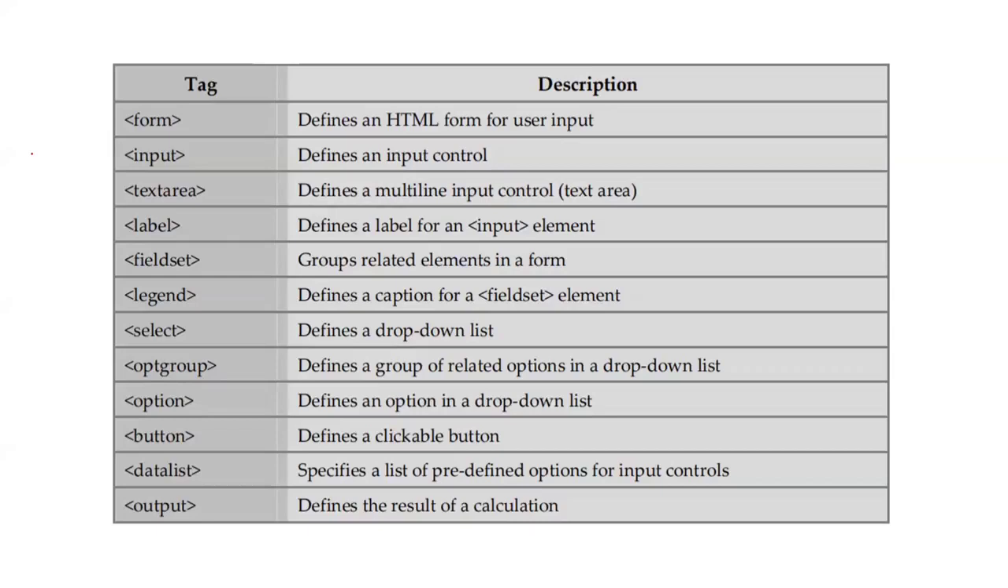Okay, next is the output element. The result of calculations is represented by this output element. Whenever you want to produce an output with a calculation, this output element will be used. And this comes in handy with JavaScript snippets also.